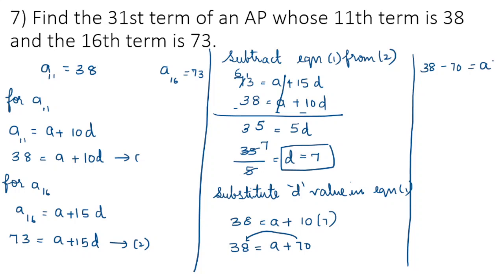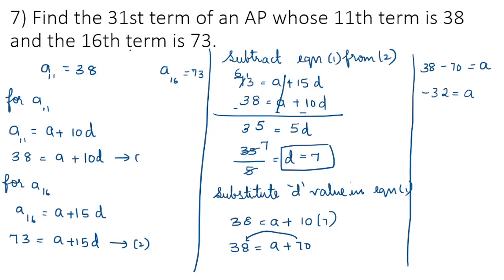So subtract 70 from 38. How much will you get? 38 minus 70. Okay, do it fast. How much will you get? 38 minus 70. Okay, how much will you get? Minus 32 is equal to A.